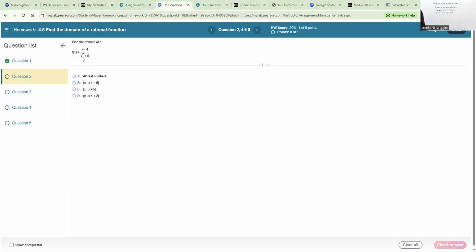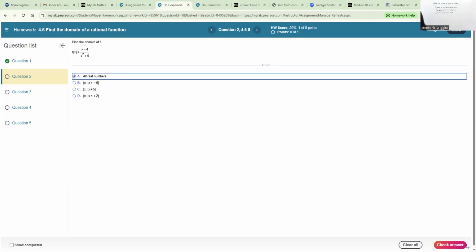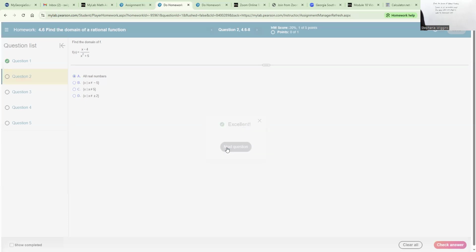There's no problem putting any negative number, even 0 can go in here. And you're just going to add 5, and so you're going to be fine. So all real numbers is the answer for that one.